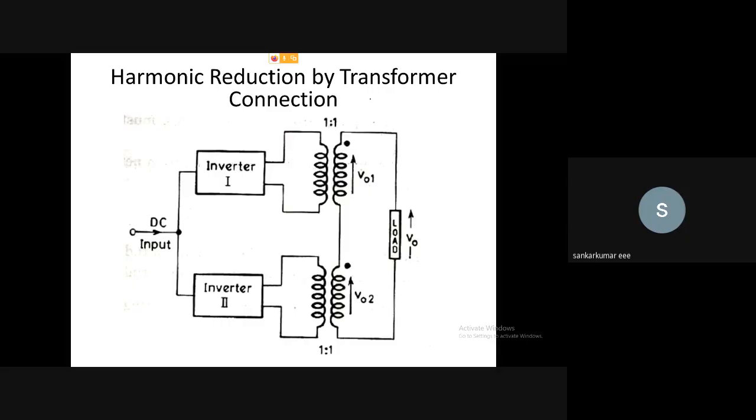So this is the second method, that is by transformer connection. Already we have seen this connection, that is, we are giving the DC input to two inverters, and each of the outputs of the inverters will be connected to two transformer primaries, and the secondaries are connected in series.